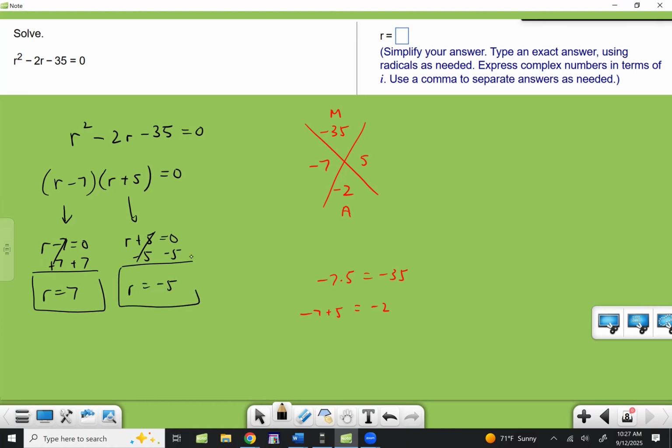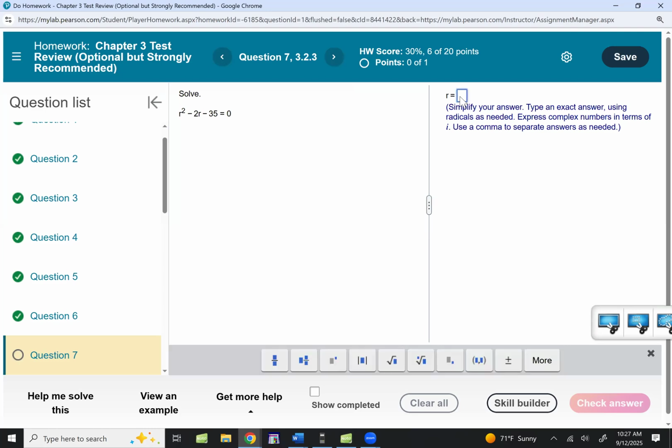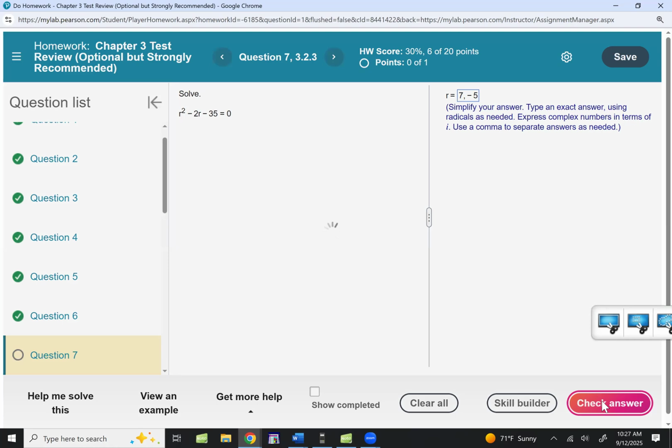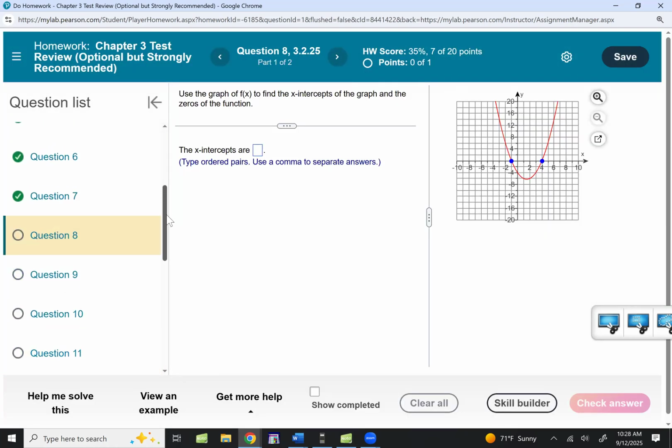So let's go type these answers in. The directions say use a comma to separate. So I'm going to type in 7, -5. And let's see what we get. Cool. We're looking good. All right, number 8.